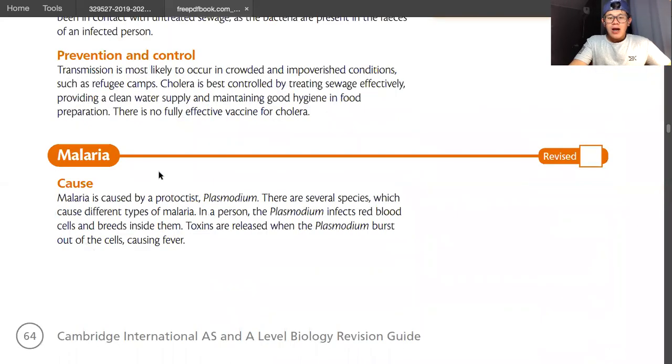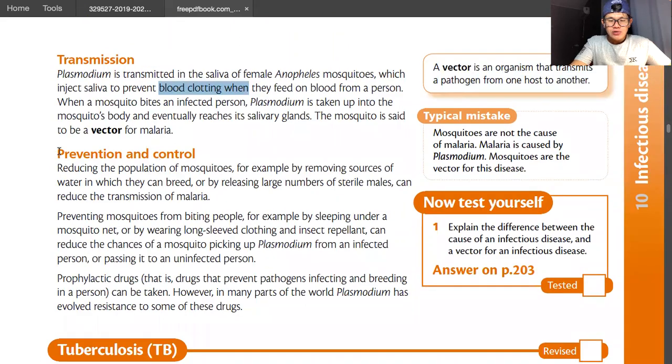And how do we control? Sorry, what's the best way to control and prevent the transmission of malaria? So the best way is anything that can reduce the population of mosquito. So, for example, removing sources of water in which they can breed, or releasing a large number of sterile males can reduce the transmission of malaria.